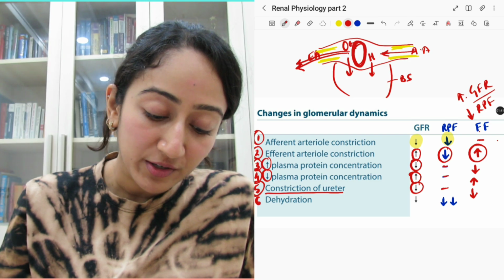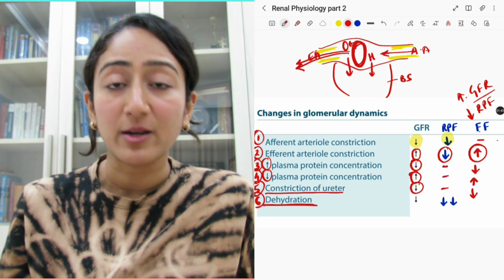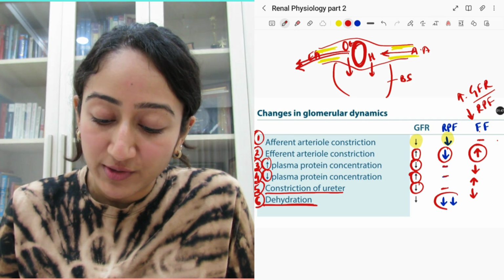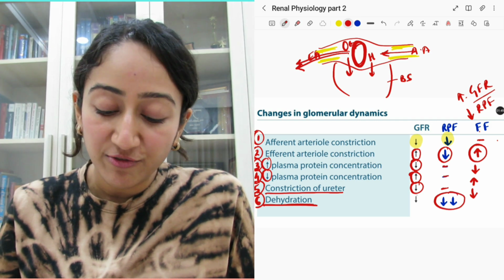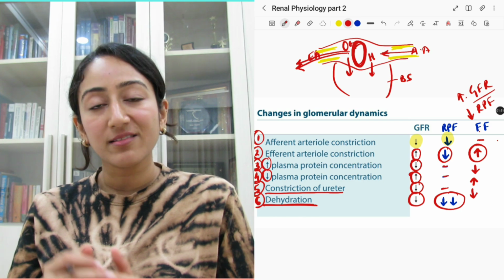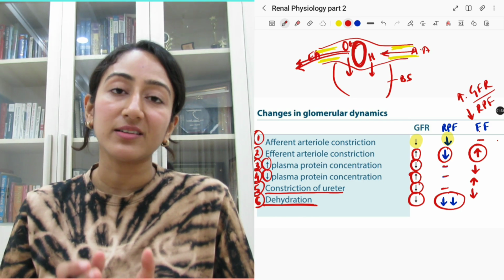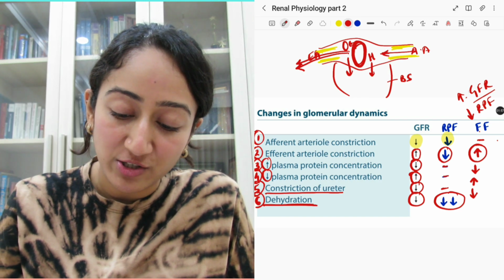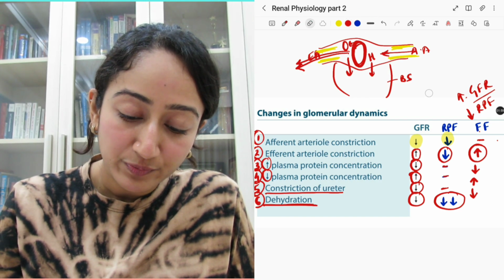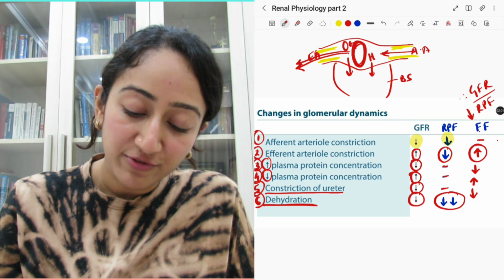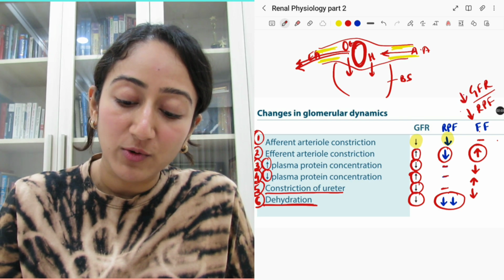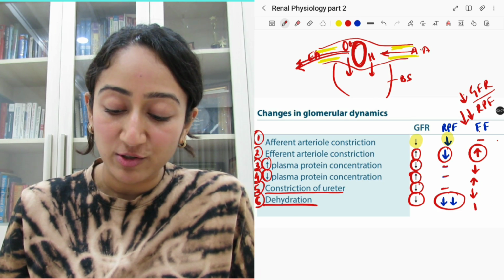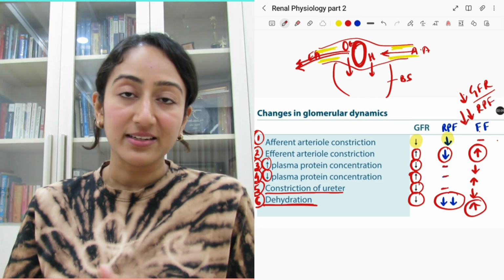And the most important I feel is this one, that is dehydration. What happens in dehydration? In dehydration, your renal plasma flow will decrease, and because of that your GFR will also decrease. But the decrease in renal plasma flow is more than the decrease in the GFR. Hence, ultimately what happens to your filtration fraction? If the GFR is decreasing and renal plasma flow is decreasing more, then ultimately net your ratio will increase, your filtration fraction will increase.